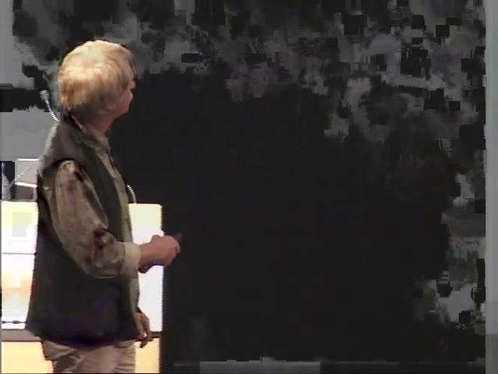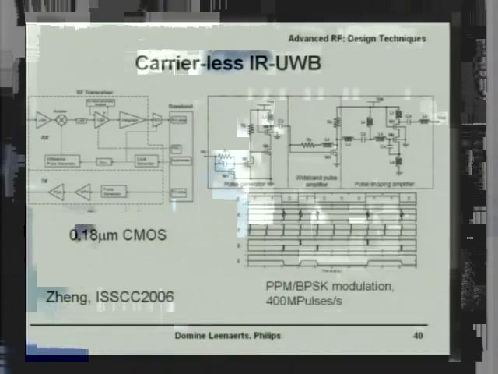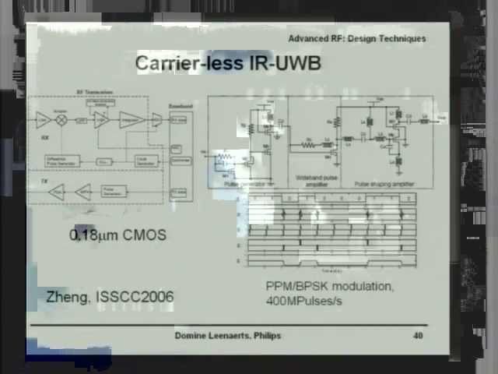This is an example of a chip that was published at ICC in 2006 in 180 nanometer CMOS. It's a completely integrated carrierless pulse-based ultra-wideband signal. And as you can see, it starts with a pulse generator, that's the transmitter, wideband pulse amplifier, and then you have your pulse shaper. The pulse shaper is basically creating that envelope in such a way that I meet the FCC specs.